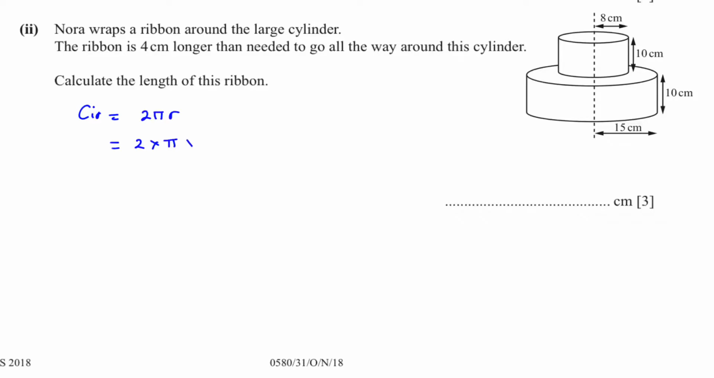The radius is 15. Plus it is 4 centimeter more. So whatever the answer, we will add 4 to it. And we will get 98.2 centimeter.